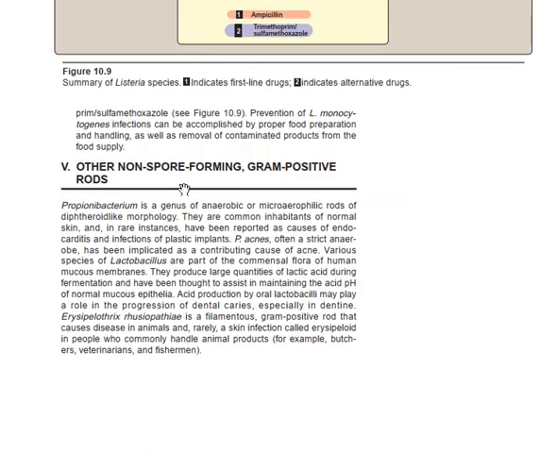Now we have other non-spore forming gram-positive rods that can also be seen. Is it clear? We have studied Erysipelothrix rhusiopathiae, which is a filamentous gram-positive rod that can cause disease in animals and rarely causes a skin infection called erysipeloid in people who commonly handle animals. Is it clear? Erysipelas and erysipeloid are two different diseases. Erysipeloid mostly occurs in butchers, veterinarians, and fishermen.